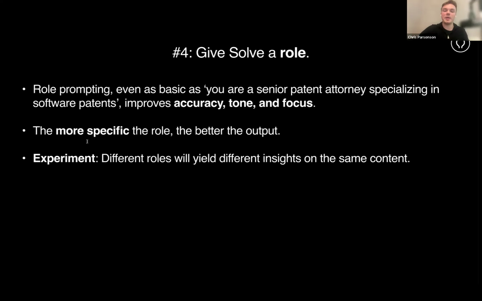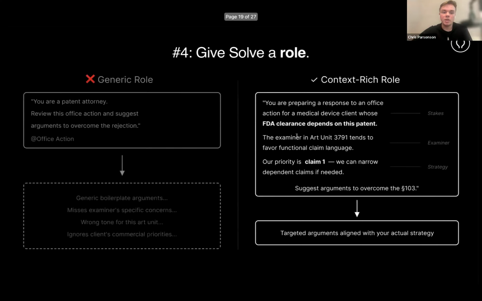And generally speaking, the more specific the role that you can give the AI, the better you can anticipate the output to be. And there's an experiment, you can go into any AI system, Solve included, and you can try out different roles, and you're going to see how that then yields different outputs with the same content. So on the example, you can see a sort of generic role where we're saying, you are a patent attorney, review this office action and suggest arguments to overcome the rejection. So pretty non-specific role, better than nothing though.